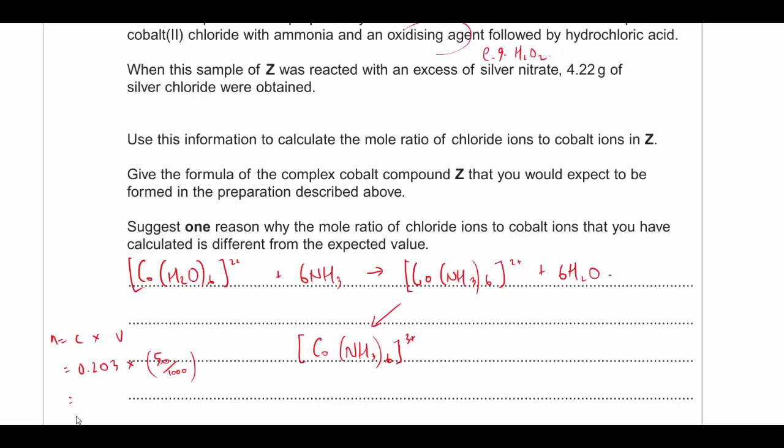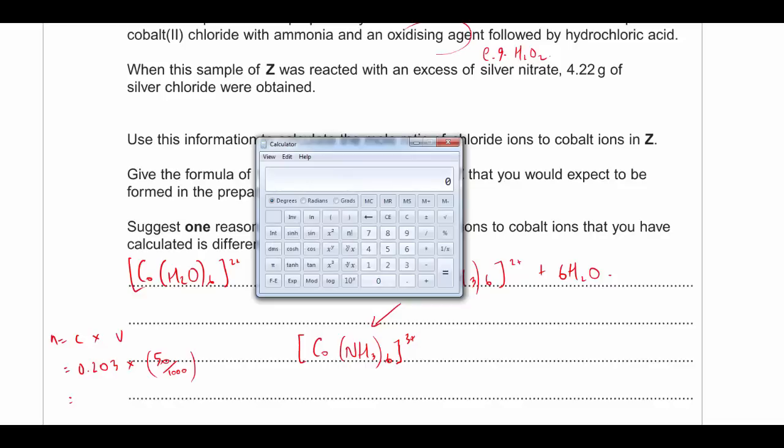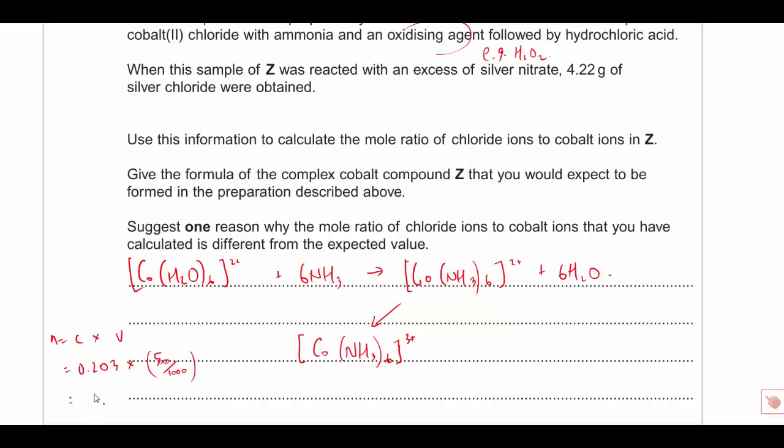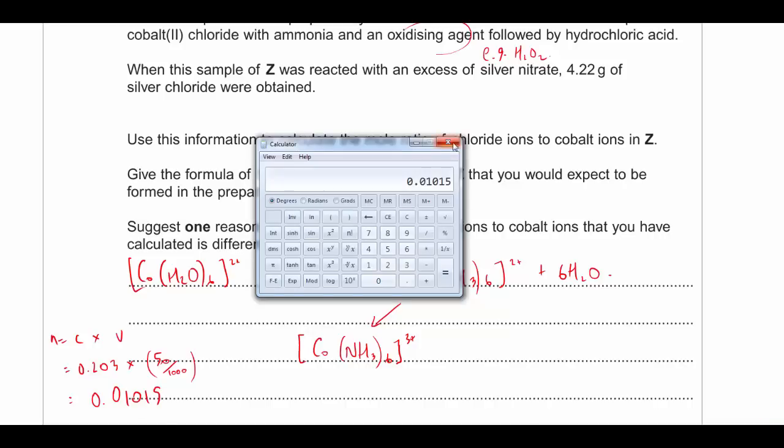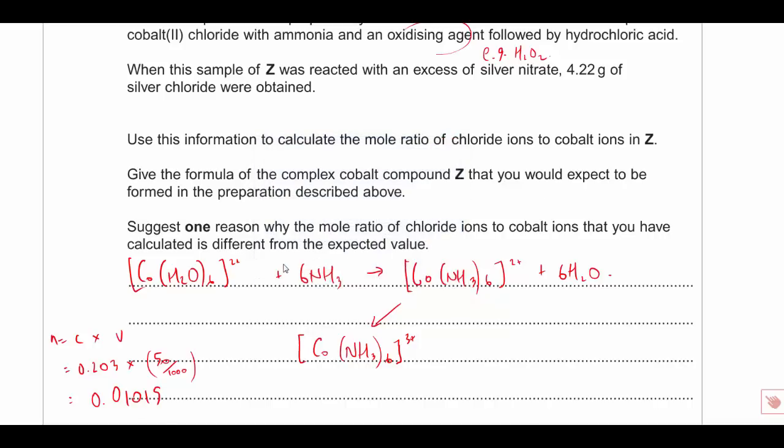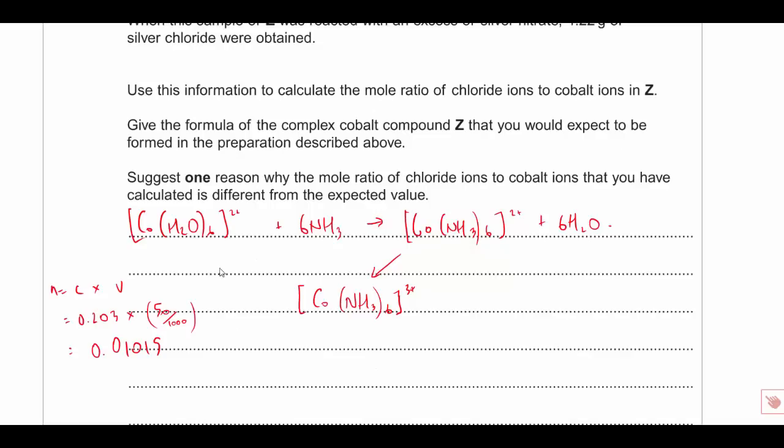Let's get the magic calculator up. 0.01015. Is that definitely the value? Yeah, 0.01015. Good. So that's how many moles I added.